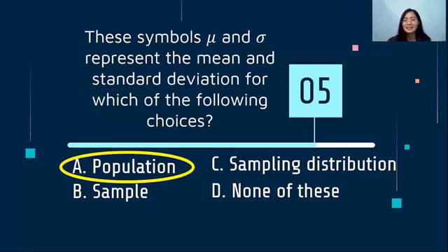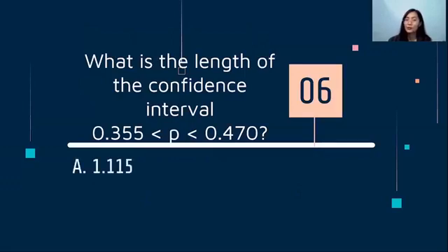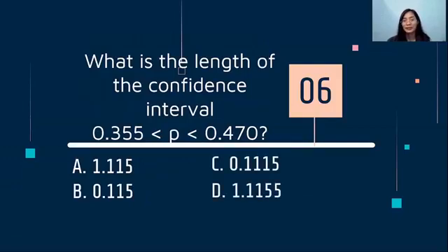Okay, now let's have the last given. Number 6. What is the length of the confidence interval with a p-value less than 0.355 and greater than 0.470? Is it A, 1.115, B, 0.115, C, 0.1115, or D, 1.1155? Right, so I'll give you time to compute and to type in your answer. Okay, time's up. If your answer is B, then you are correct.